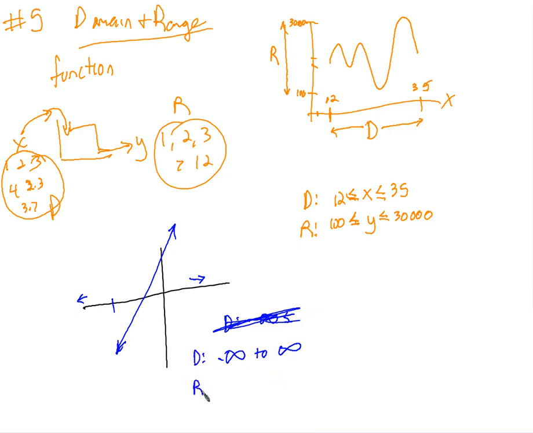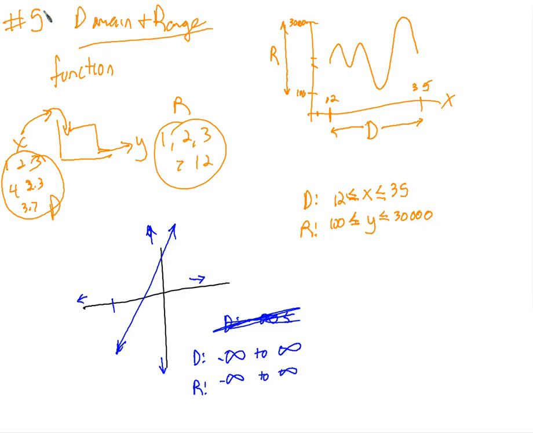What about the range? Well, the range, doesn't it do the same thing? You can go down here forever and always find the graph. You can go up here forever and always find the graph. That does not look like an arrow. You can go up forever and find a graph. So it also goes from negative infinity to infinity. Okay. Just a side note.